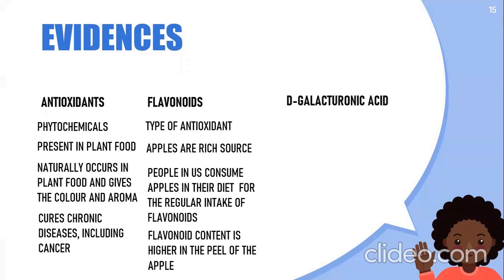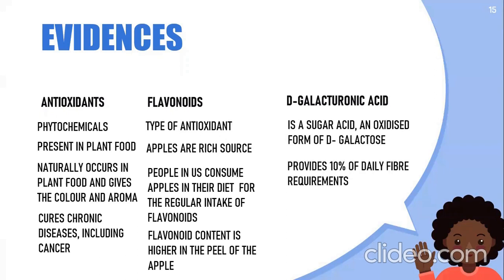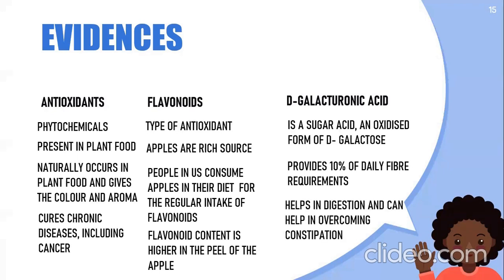Then we have another very important element in apples, D-galacturonic acid, which is also called a sugar acid, an oxidized form of D-galactose. This acid provides 10% of the daily fiber requirement to our body. And as we understand, the intake of fiber can help improve our digestive system and also help overcome constipation. Having collected these evidences, I can now incorporate them in my second draft, and also use them to persuade the readers towards the consumption of an apple.